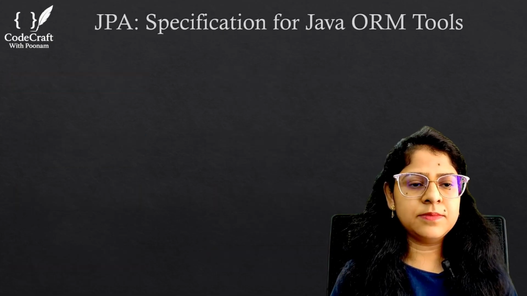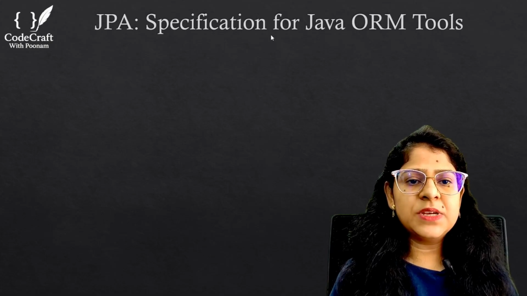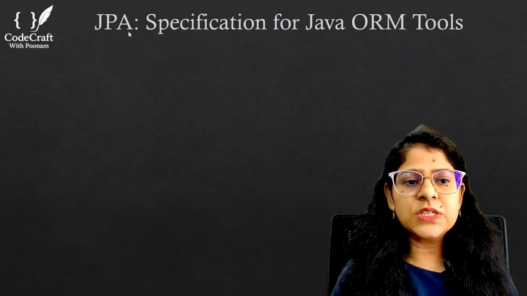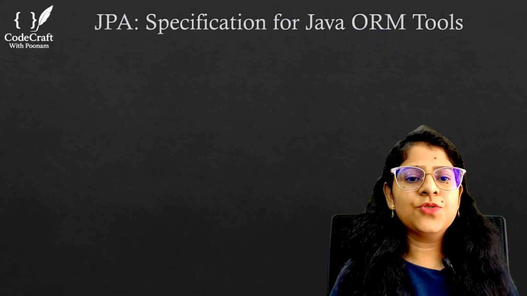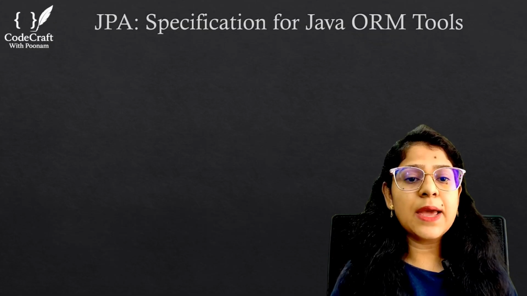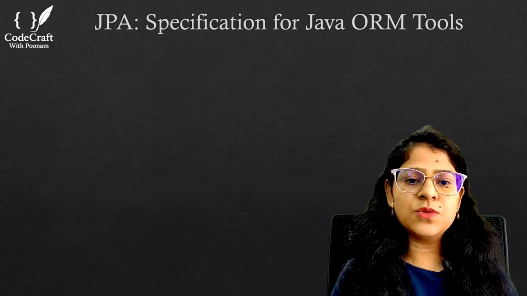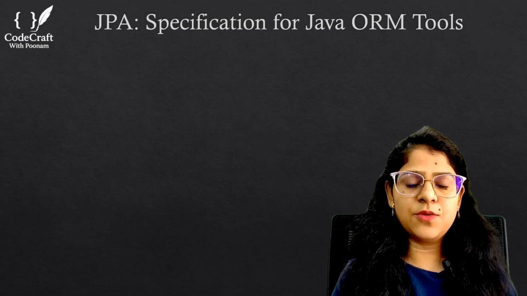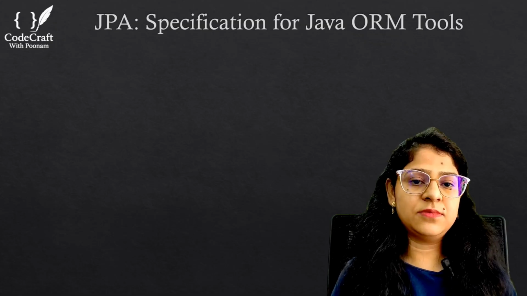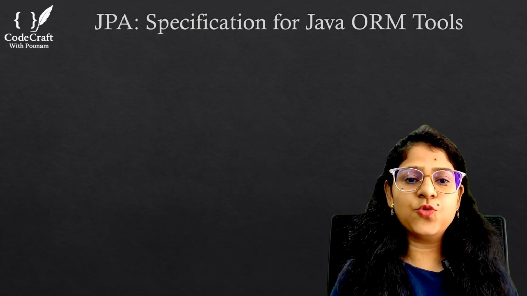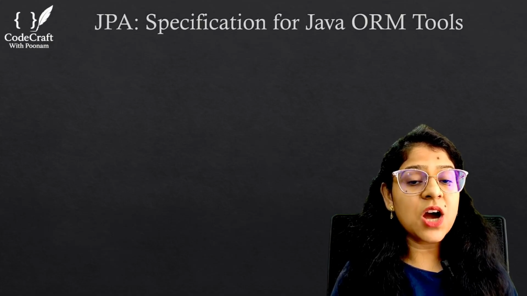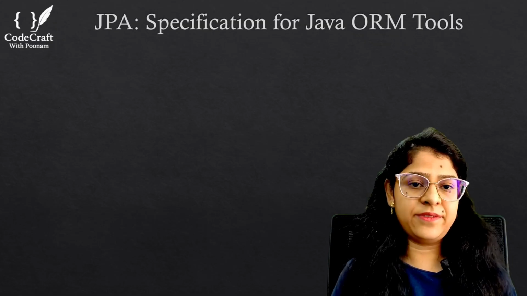Now coming to the JPA specification for Java ORM tools. First of all, what is JPA? JPA is nothing but Jakarta Persistence API. Previously it was known as Java Persistence API. This JPA is a specification. It is a set of rules and interfaces that say here is how a Java ORM tool should behave.